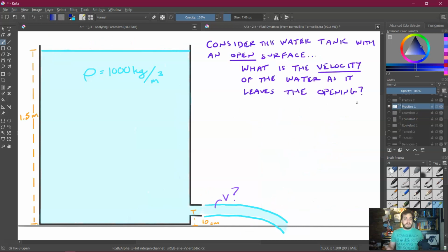Okay, so let's go ahead and just do a quick practice problem. I am pretty much 100% positive you can do this on your own, but let's make sure. So we have a water tank with an open surface, so the density of water is 1,000 kilograms per meter cubed. What's the velocity of the water as it leaves the opening? We'll say that the spigot is 10 centimeters above the ground, and the water tank is 1.5 meters tall.